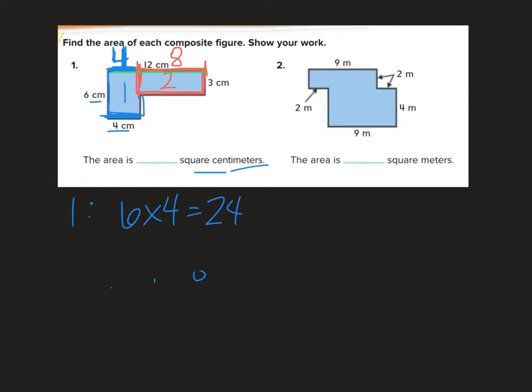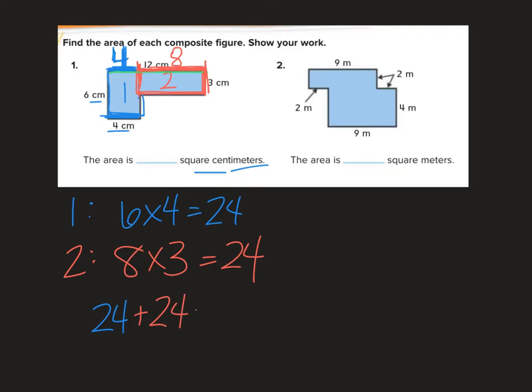Okay, so for our second rectangle, I need to take 8 and multiply it by 3. So the red section is 8, and then this side is 3. 8 times 3 is also 24. So if I'm going to add the blue section, 24, plus the red section, 24, I'm going to get 48 square centimeters. Okay, so that's all we have to do for that one.